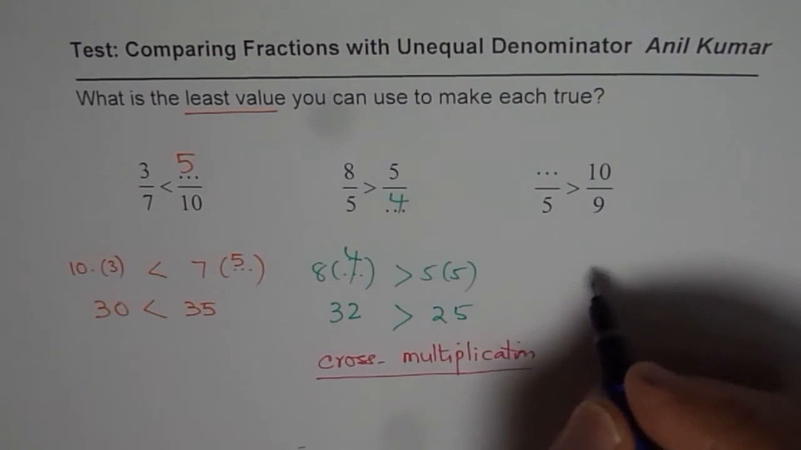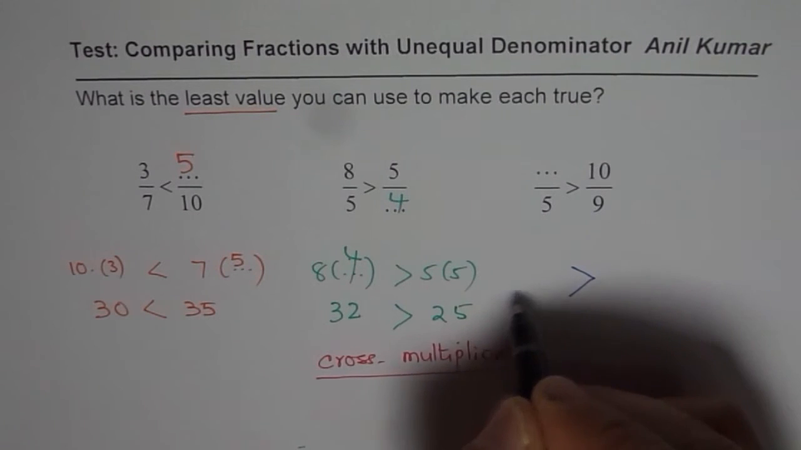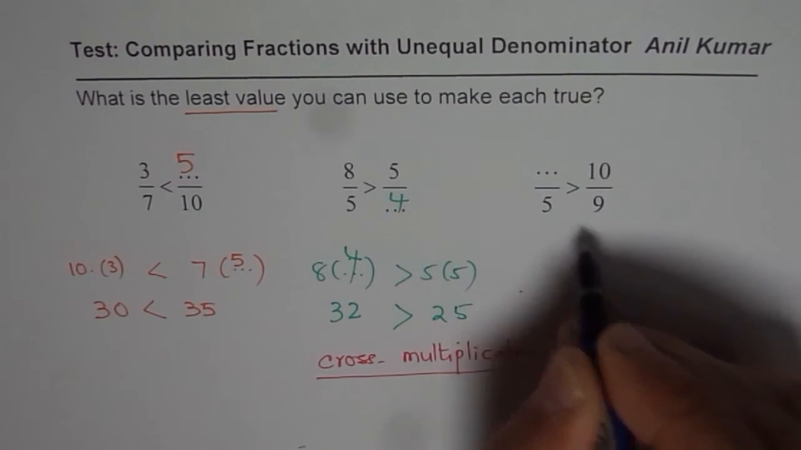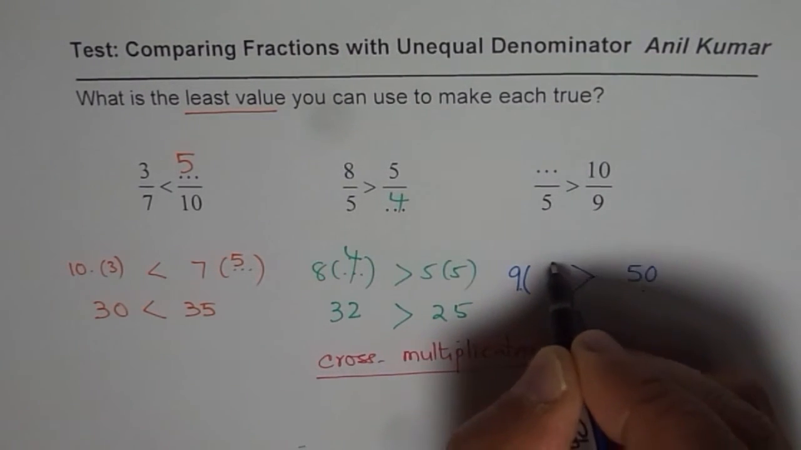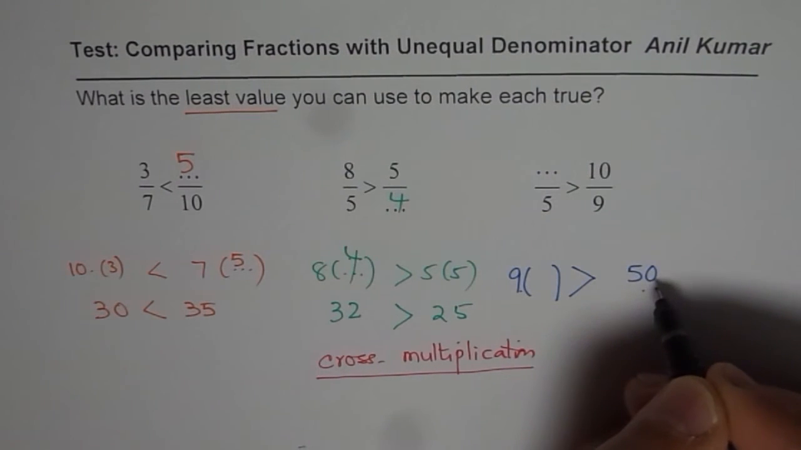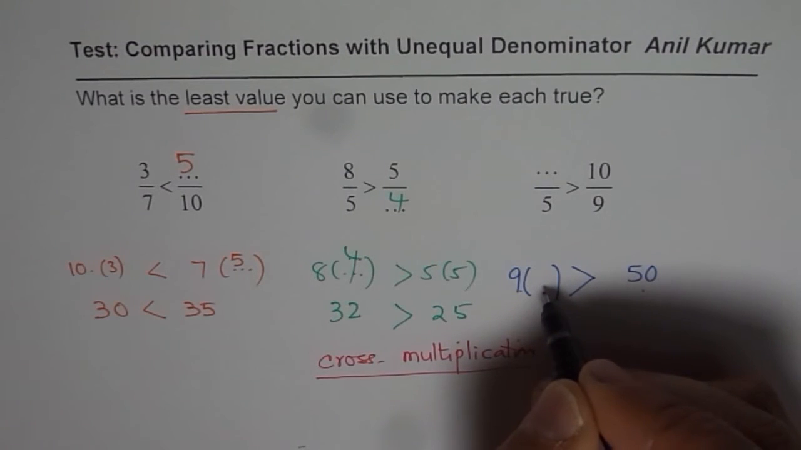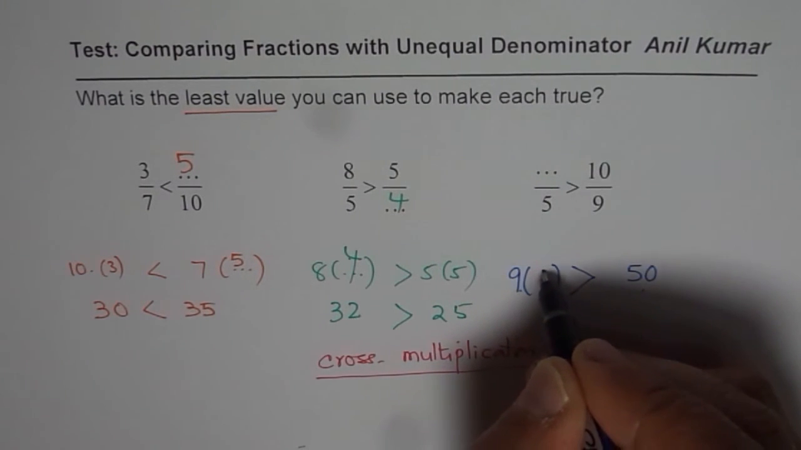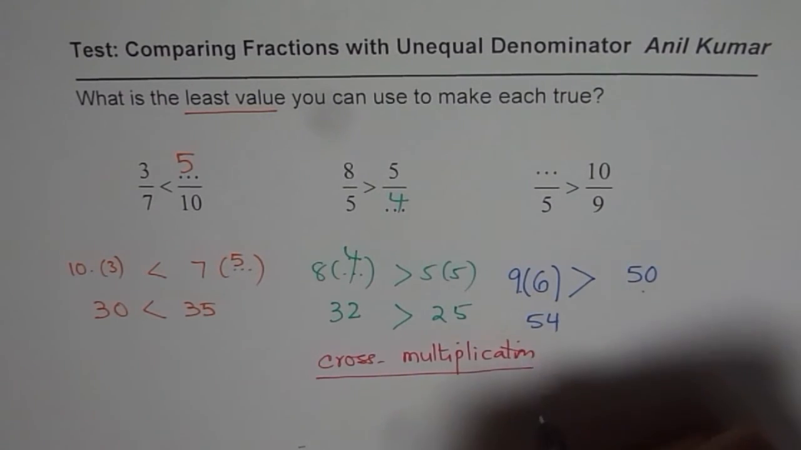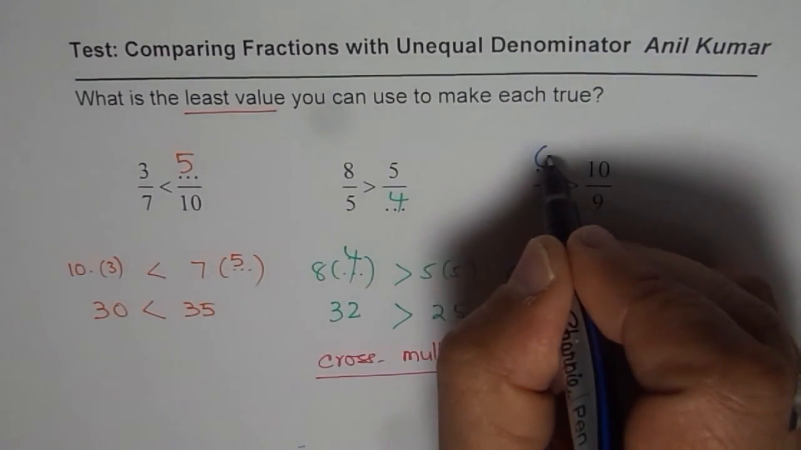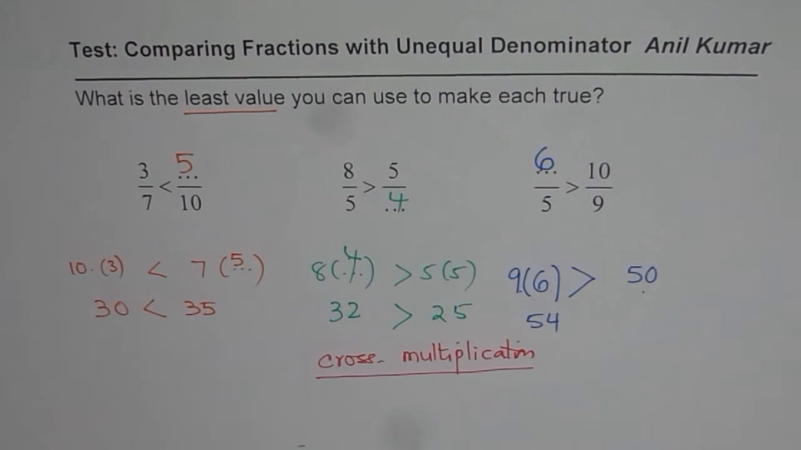So here, if you cross multiply, we have that sign here. This number should be greater than that. 5 times 10 is 50, and 9 times what is greater than 50? 9 times 5 is 45. 9 times 6 is 54, right? So we get 54. That is greater than 50. So 6 is the least number. So we put 6 here.